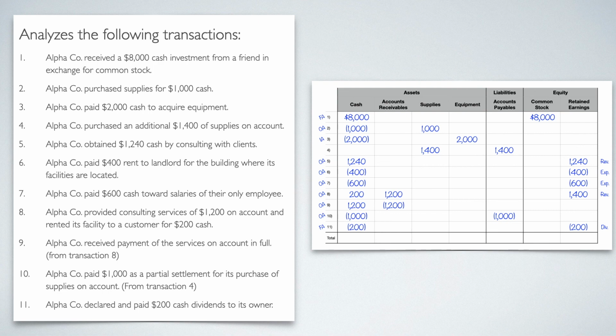Now the last thing we need to do before we start doing the financial statements is going to be the totaling out. So if we total each column, add and subtract where they need to be, cash's sum will be $5,440. Accounts receivables will be 0 because remember the person paid that off. Supplies will be $2,400 and equipment will be $2,000. Accounts payables would be $400. We still owe $400. Common stock would be $8,000 and retained earnings would be $1,440.